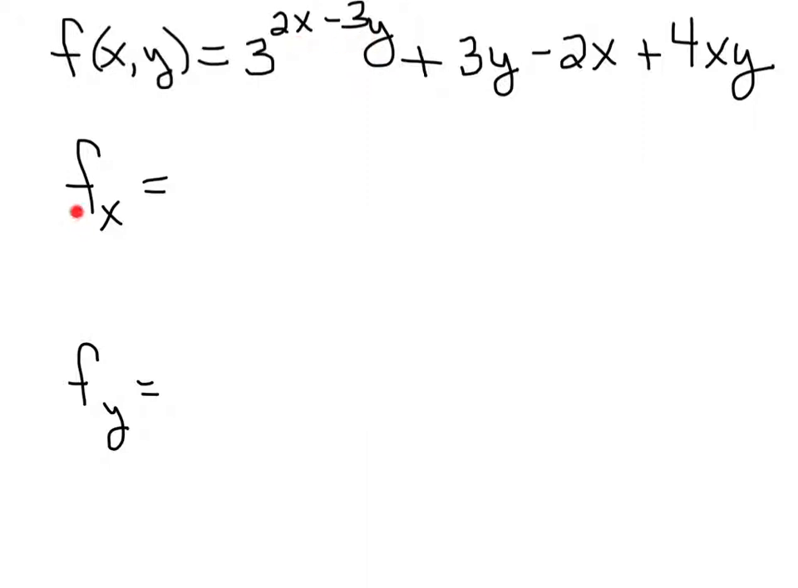Let's go ahead now and do that partial derivative with respect to x. So we're going to have the natural log of the base, which is 3. Keep that exponential piece as it is, 3 raised to the 2x minus 3y.